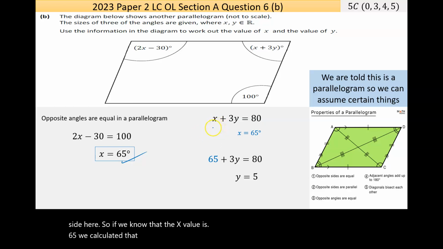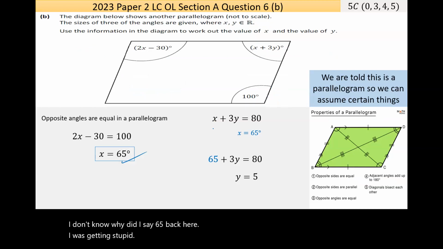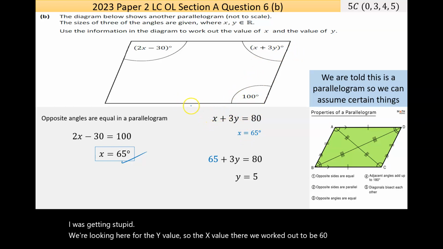What am I doing here? Why did I say 65 back here? I was being stupid. Okay. We're looking here for the y value. So the x value there, we worked out to be 65, okay? Plus the 3y is equal to 80.